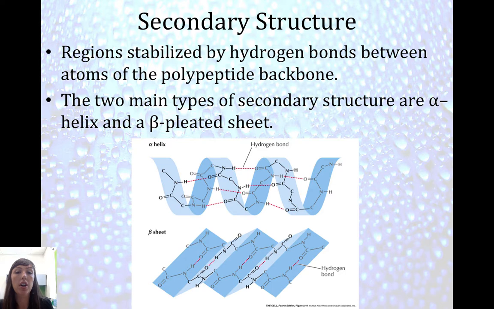Okay, secondary structure. Regions stabilized by hydrogen bonds between atoms of the polypeptide backbone are how the secondary structures are formed. The two main types of secondary structure are the alpha helix, that's what that italicized A is, or the beta-pleated sheet. You can see an example there of an alpha helix, which is like a coil, or the beta sheet, which looks sort of like a folded piece of tinfoil or piece of paper.